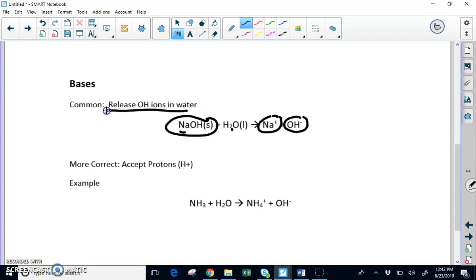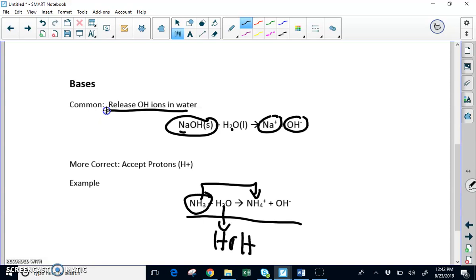If you take a look at this reaction here, this is ammonia. Ammonia is a weak base, and we put it in water, and notice that it became NH4+. It took an H+ from water. So in water, you can actually rewrite it like this.